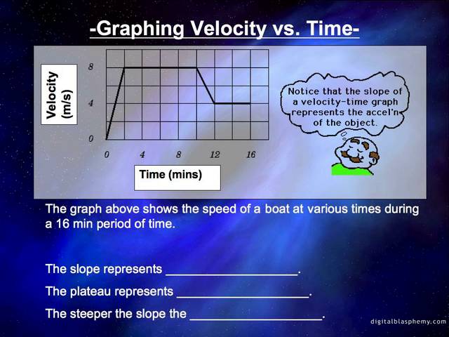Okay. So in this type of graph, the slope represents acceleration. How steep that line is indicates how quickly it's accelerating. A plateau represents a constant speed. And the steeper the slope, the greater the acceleration.